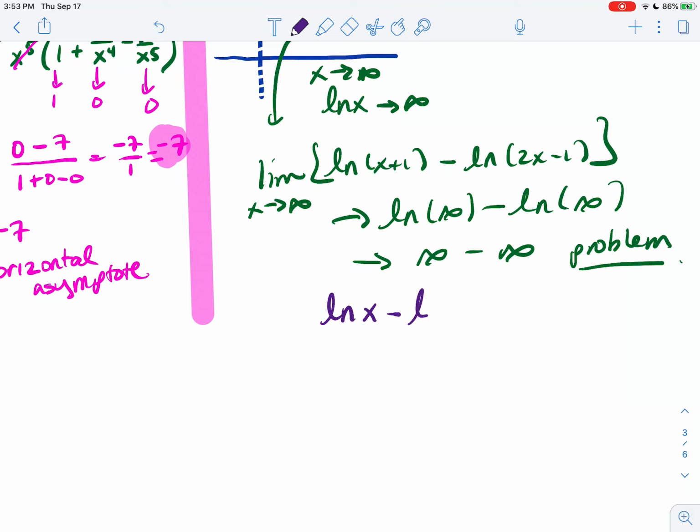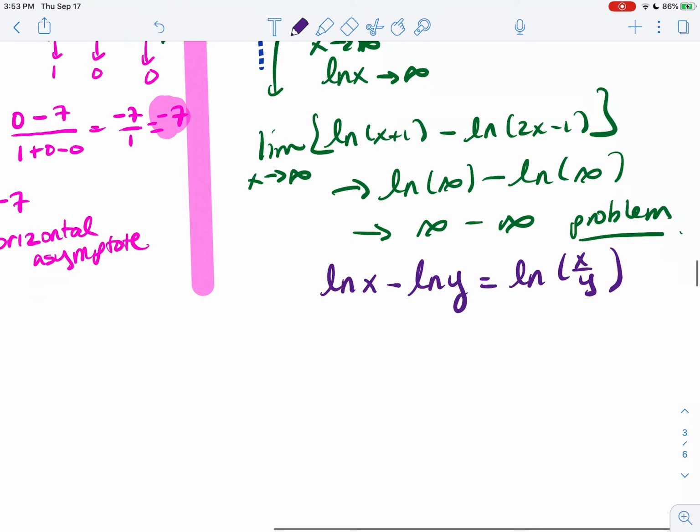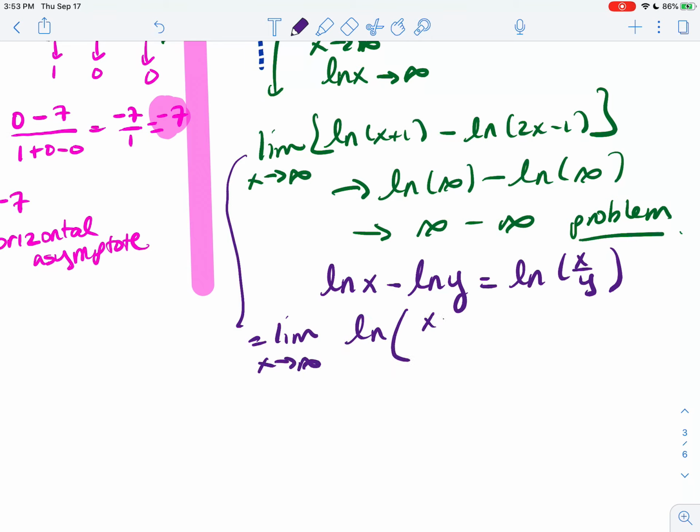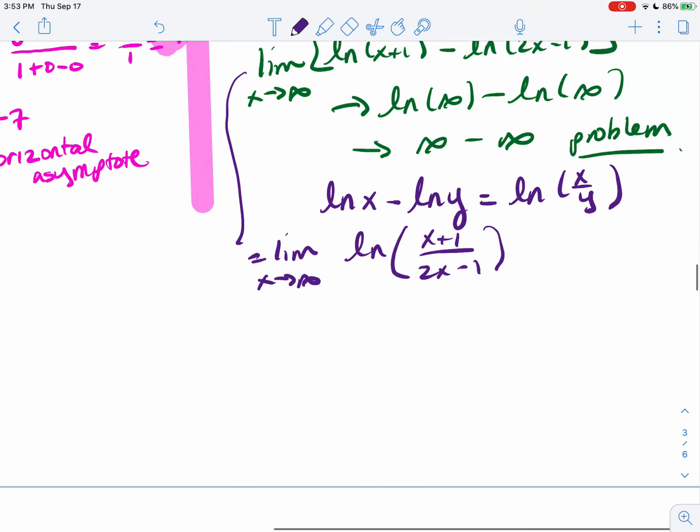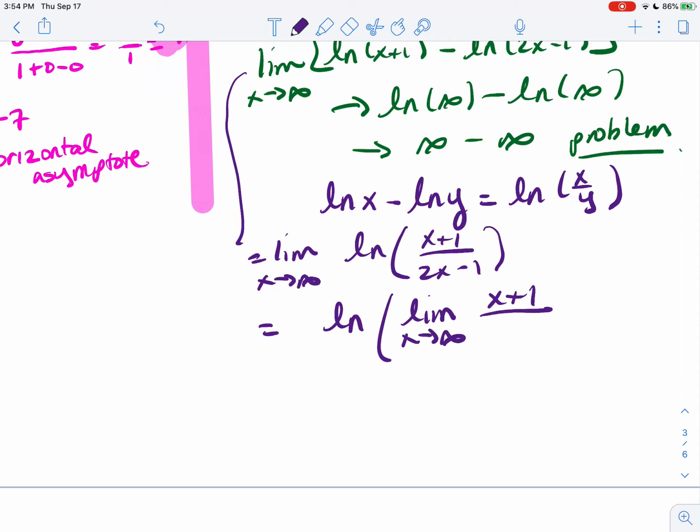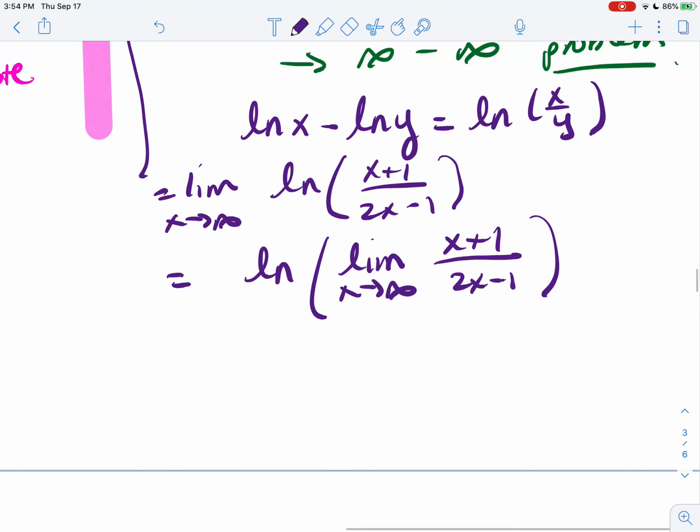So I notice that we have a log property, ln of x minus the ln of y equal to the ln of x over y. I'm going to use that to rewrite my limit as x approaches infinity of ln of x plus 1 over 2x minus 1. And that's a limit of a composition of continuous functions on their domain. And we have that this is going to equal the ln of the limit as x approaches infinity of x plus 1 over 2x minus 1.